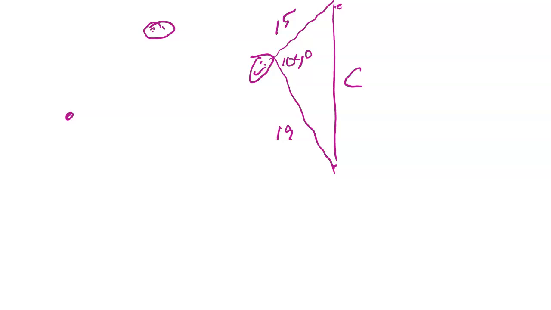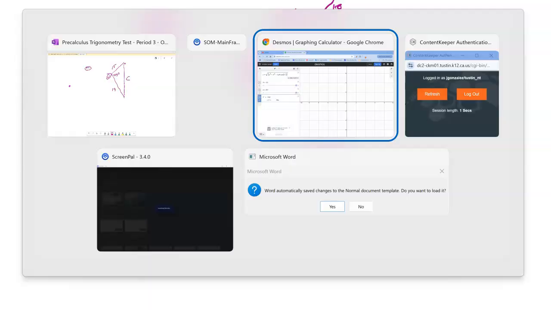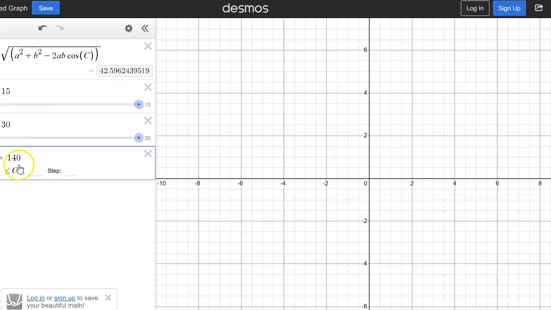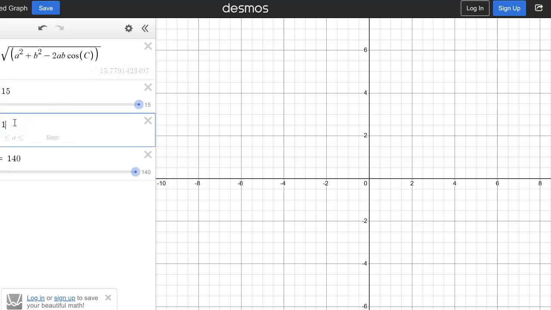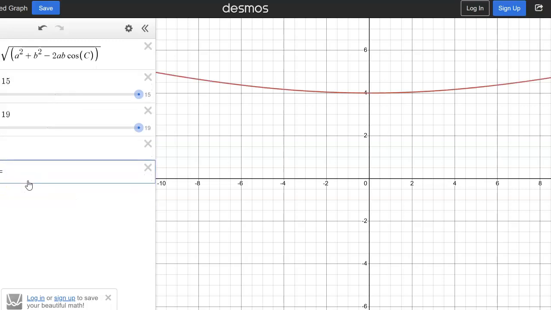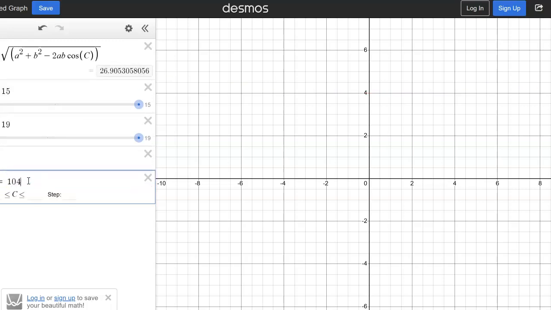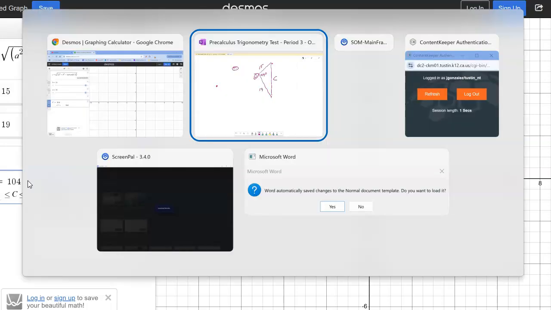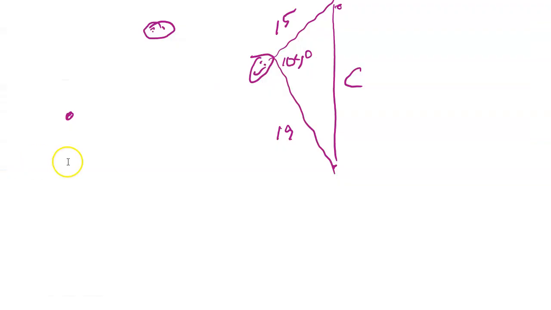Perfect. I'm not going to write down the formula. I have a formula in Desmos for that. So I'm going to go ahead and plug that in. It's 15 and 19, and the angle in between is 104. And we are done. It's 26.9 kilometers away. On to the next problem. Possibly the world's fastest word problem.